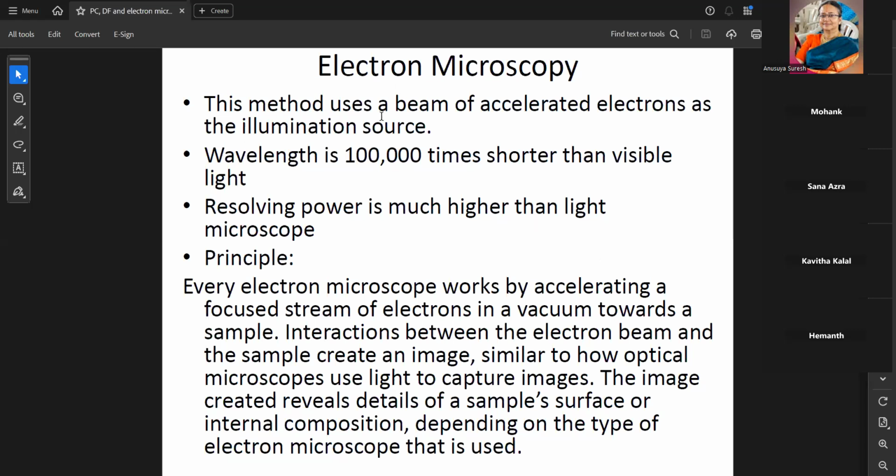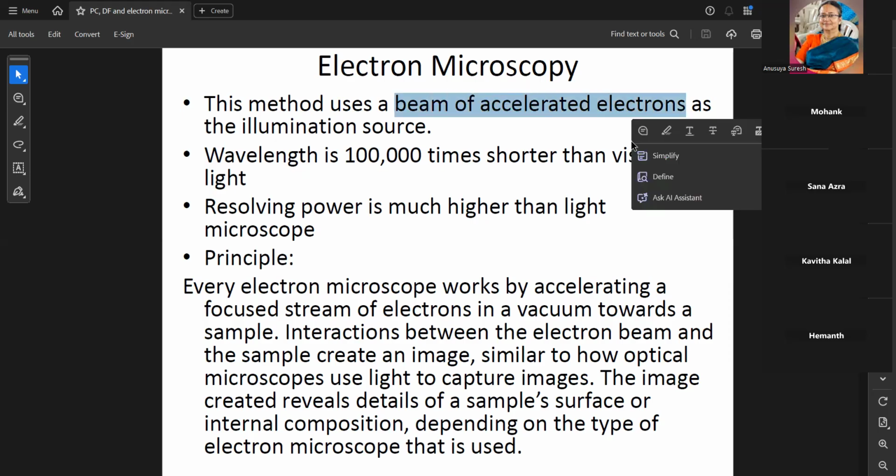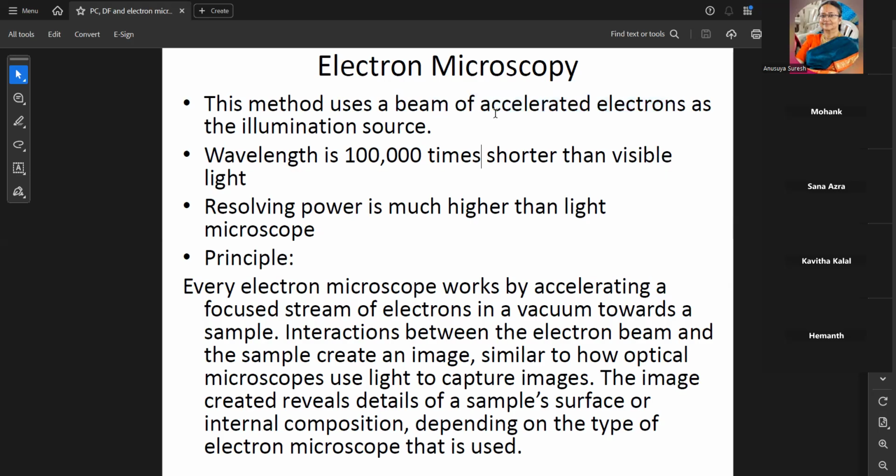Normally in light microscopy, dark field microscopy and all, visible light is used as the source of illumination. Here, in electron microscopy, the difference is that we are using a beam of accelerated electrons as the light source. So electrons are generated, they are moving very fast, and those accelerated, fast moving electrons are used as the illumination source.